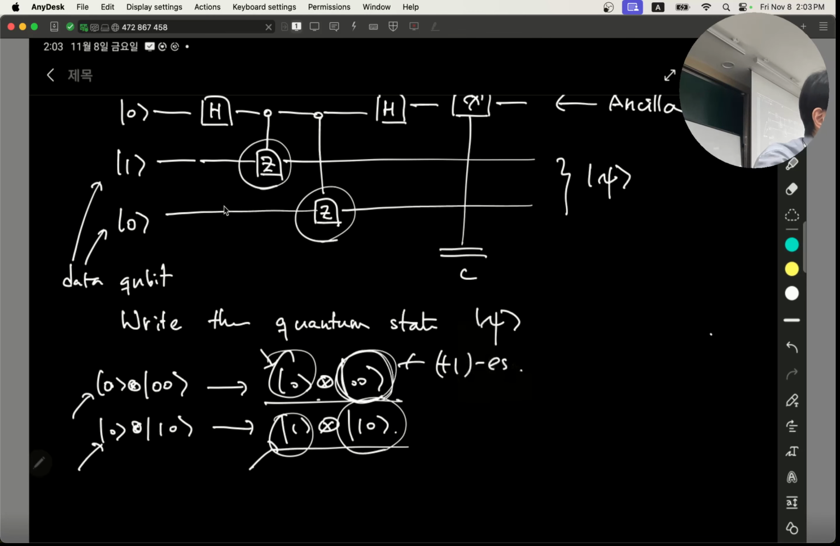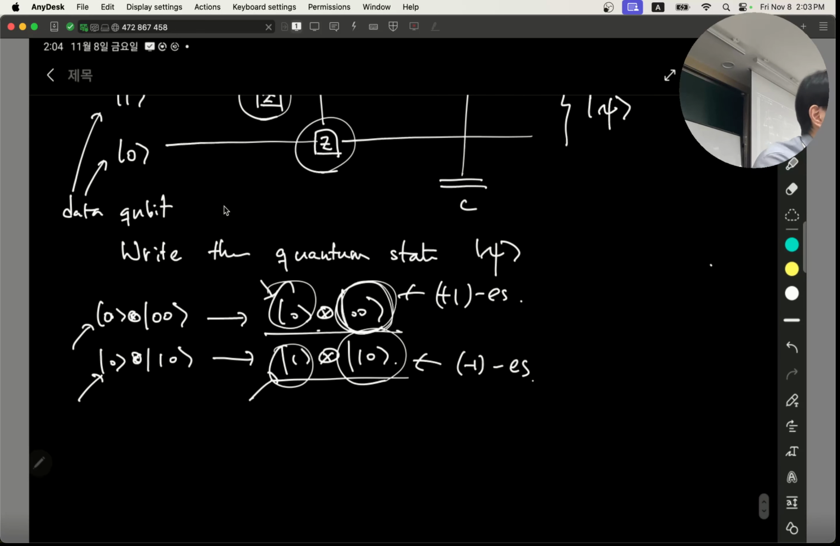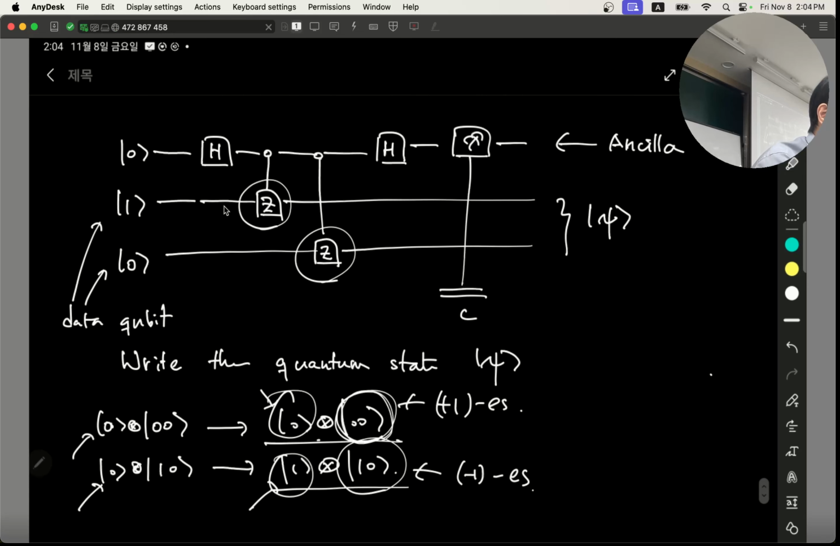And 1, 0 is the -1 eigenstate. That's why we have a syndrome measurement 0 and 1. But this isn't always the truth. So we could have any quantum state. We could have any quantum state stored in the data qubit.